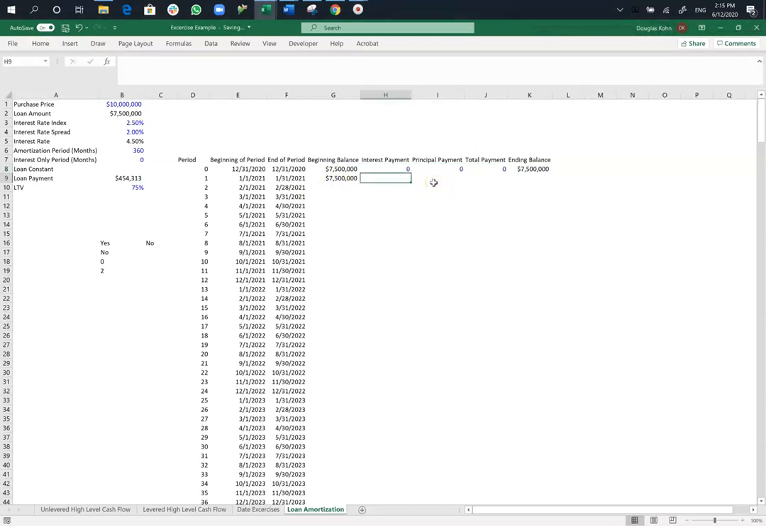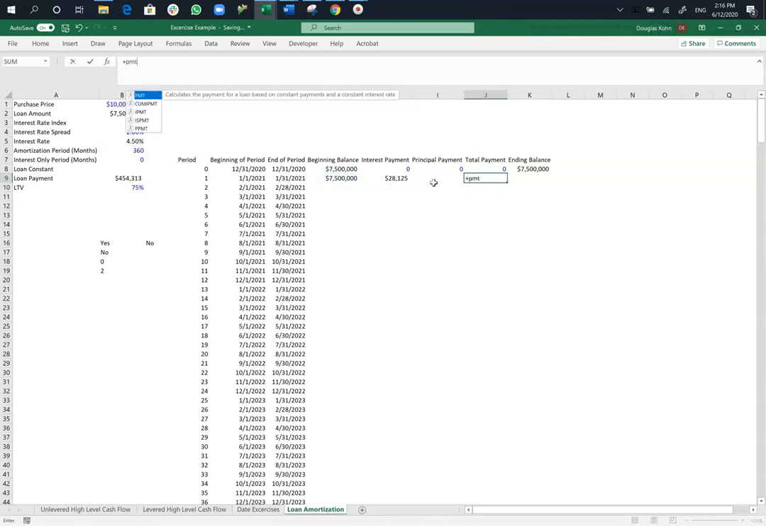While there's multiple ways to do an amortization schedule, I'm going to take the simplest way for now. So we take the beginning balance of the loan at the period in which we start payments, which is period 1, and multiply it times the interest rate, lock that cell, and divide by 12.